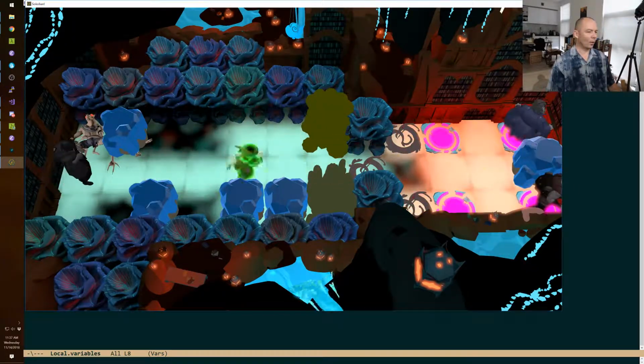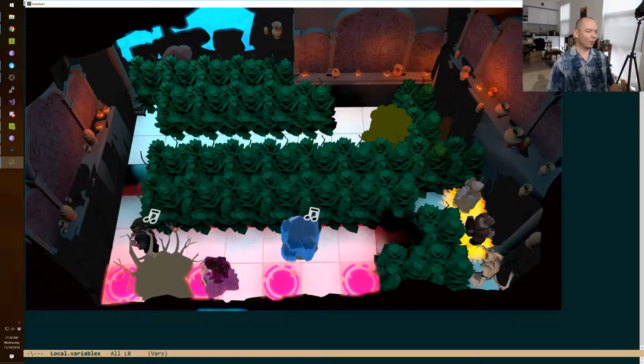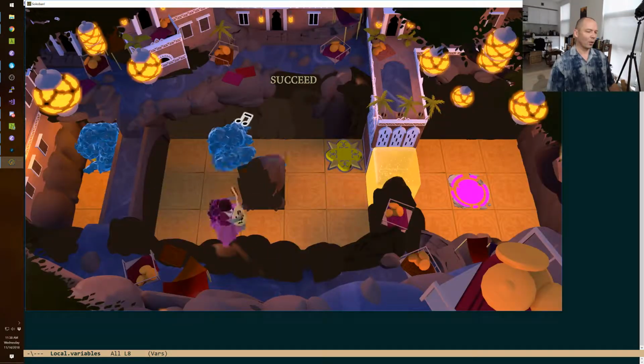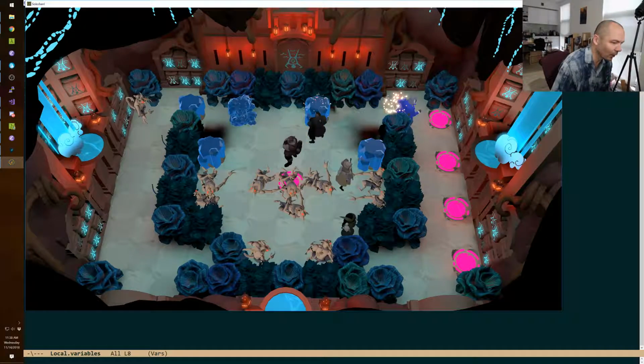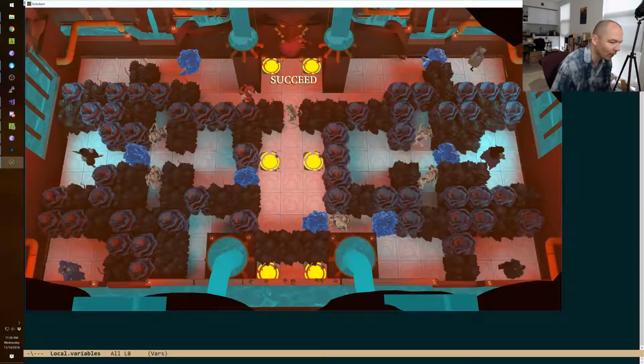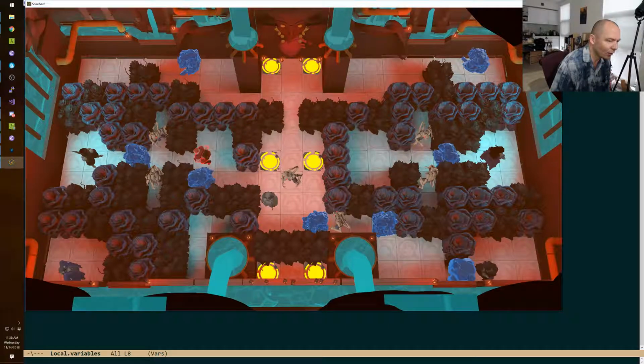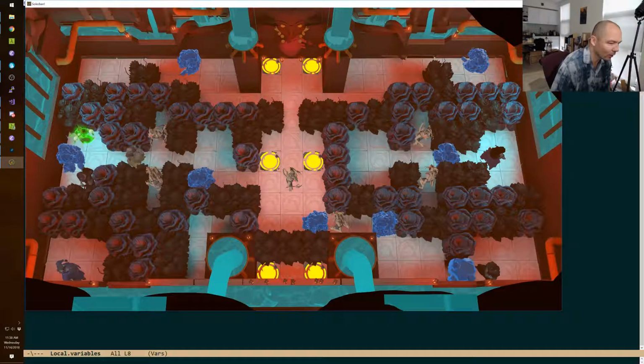Well, wait, now these goblin levels are going fast. I guess just in release build they go fast. So we must be doing something. Oh, this one's slow. Okay. Even when they're dead, it's going slow. That's weird.